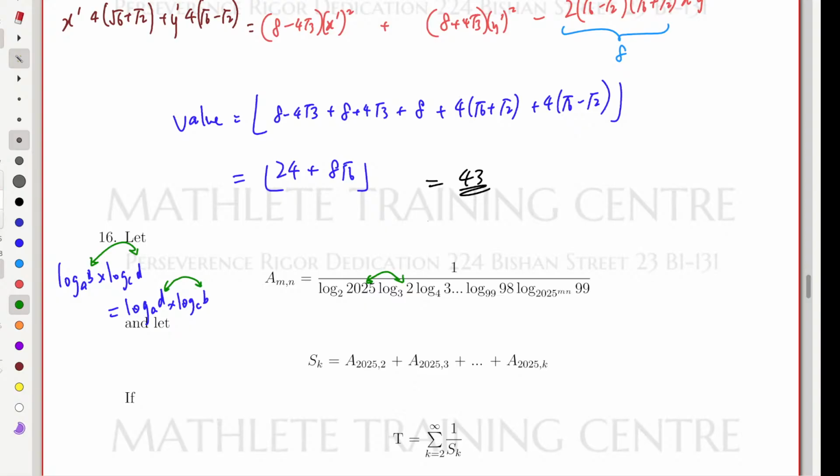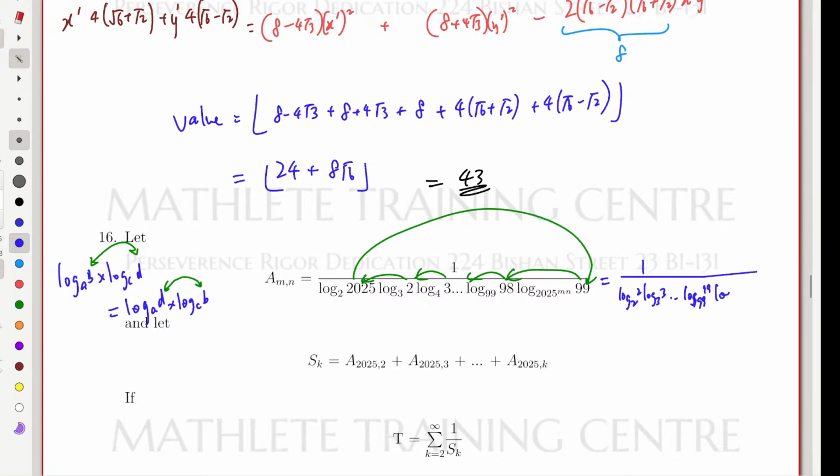So they have log 2, 2, which is 1, right? Then after that, you can swap the 2025 and the 3. You can get log 3, 3, which is 1, right? So in some sense, what you're doing here is you're pushing the 2 to the left, you're pushing the 3 to the left, you're pushing all the way the 98 to the left, and 99 to the left, and you're pushing the 2025 all the way to the back. So AMN is going to be 1 over log 2, 2, log 3, 3, log 99, 99, right? And then finally, you have this log 2025 to the power of mn, 2025.